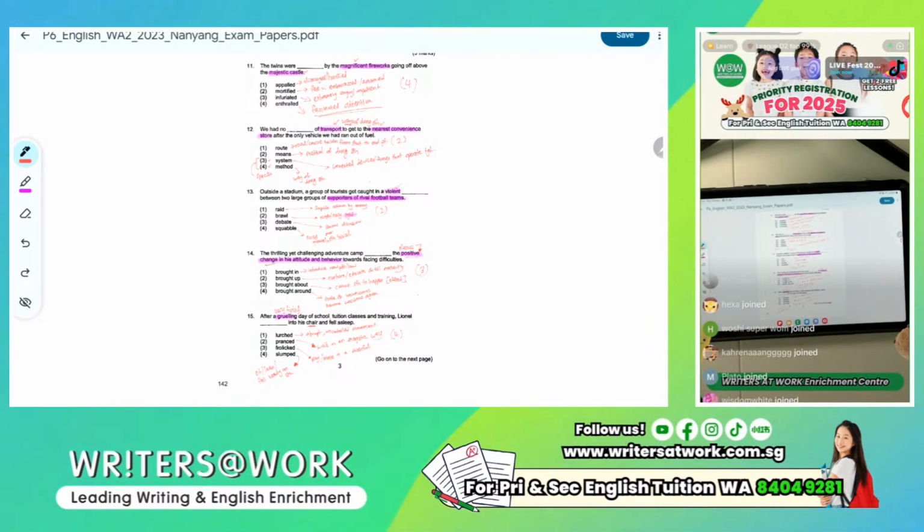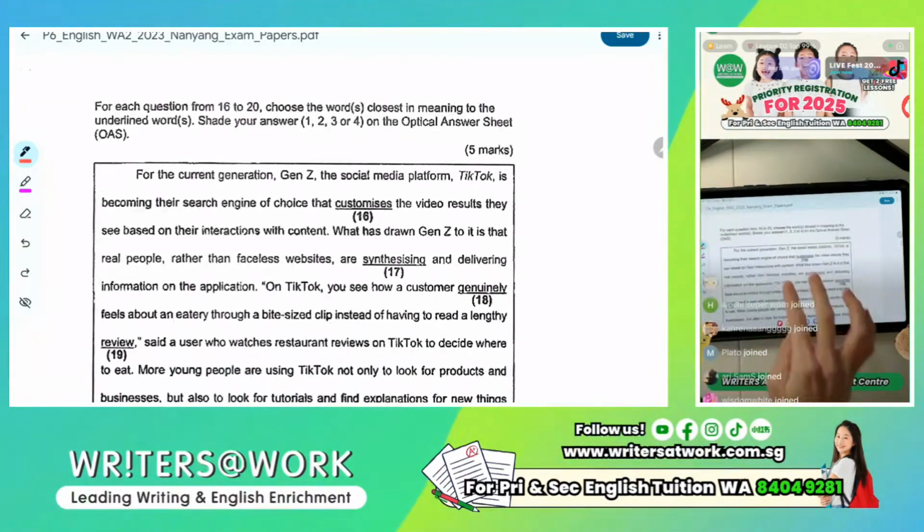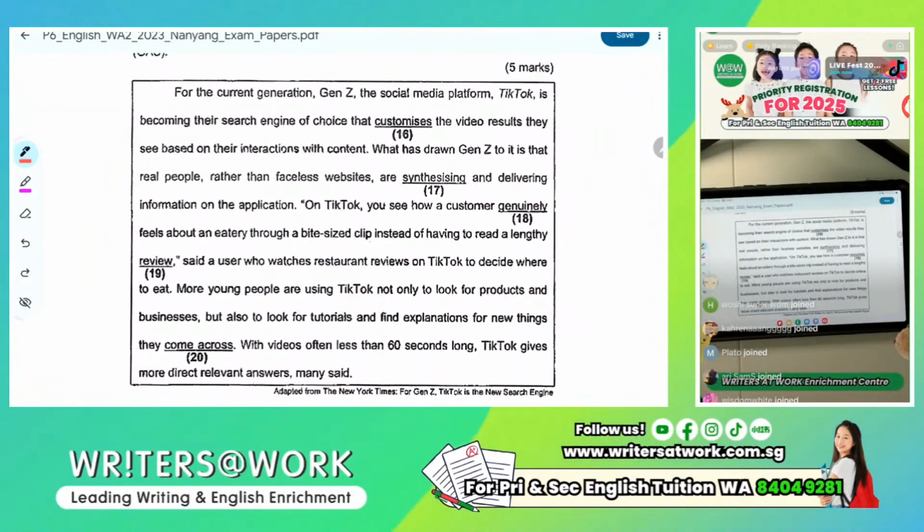Alright, moving on, let's take a look at some vocab cloze questions. So this is how it will go. I'll read through the text with you and we'll understand the meanings of the underlined words. Once we are done, we will take a look at the options and choose the correct answer.